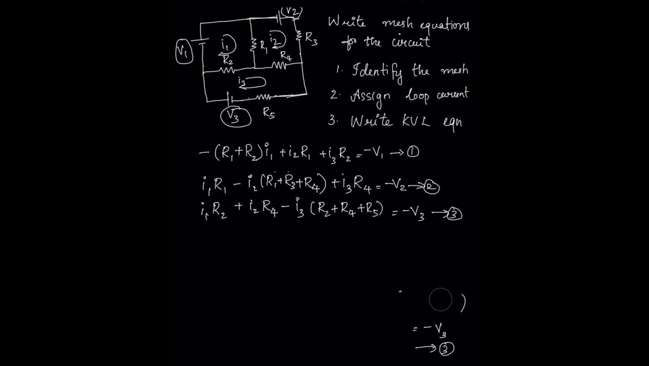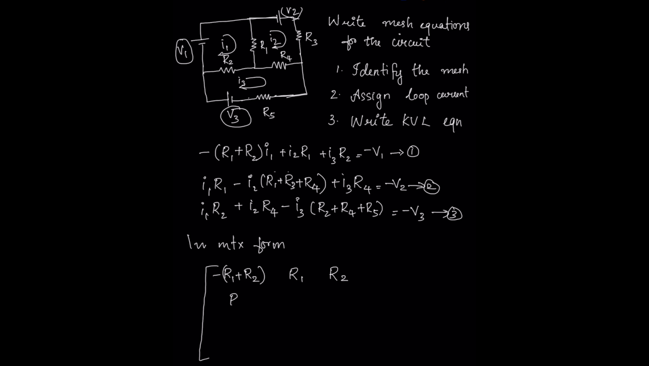Now we can write it in the matrix form. How can we write it in the matrix form? In matrix form, we can write it as minus R1 plus R2, R1, R2, then R1, minus R1 plus R3 plus R4, R4.